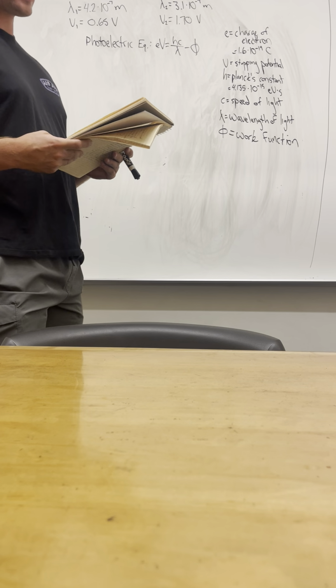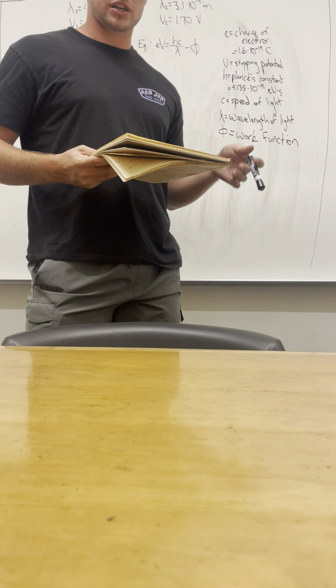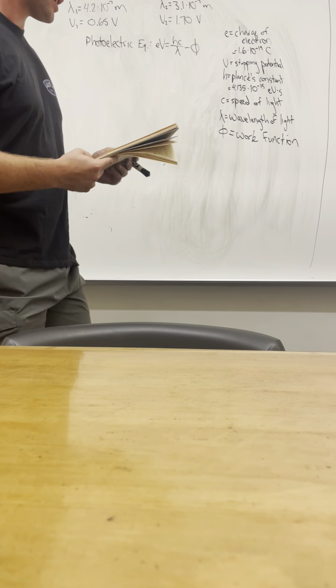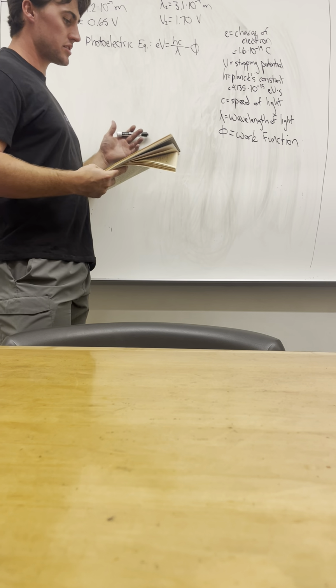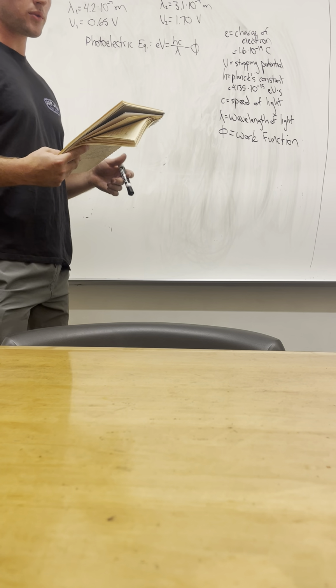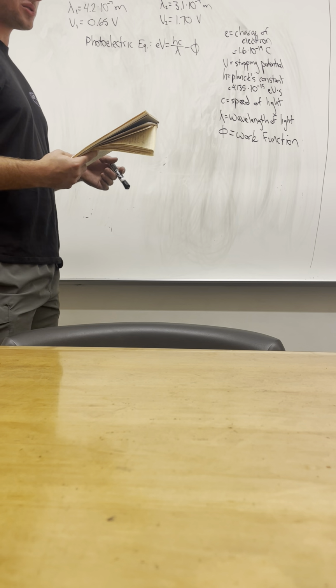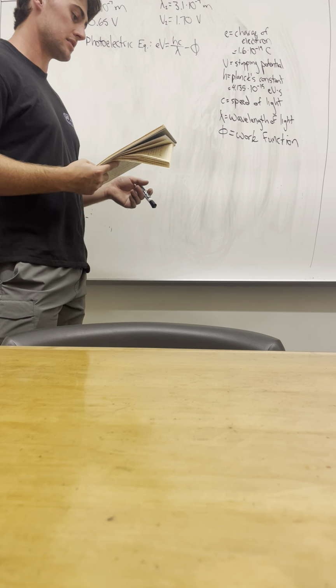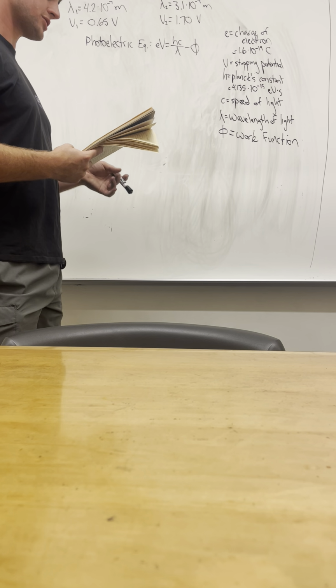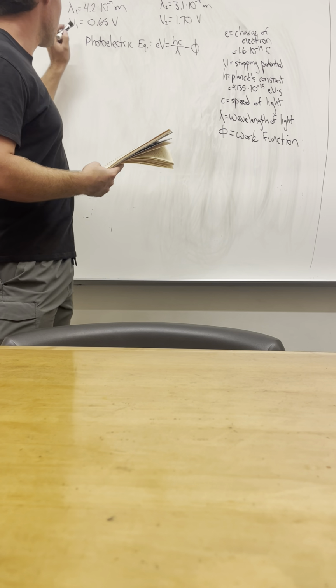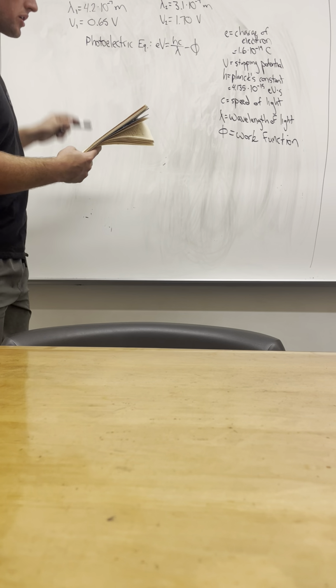Alright, so now I'm working on the second take-home Unit 1 exemplar for modern physics. The scenario is that when a sodium metal is illuminated with light of wavelength 4.2 times 10 to the negative 7 meters, the stopping potential is found to be 0.65 volts. It's lambda 1 and V1.